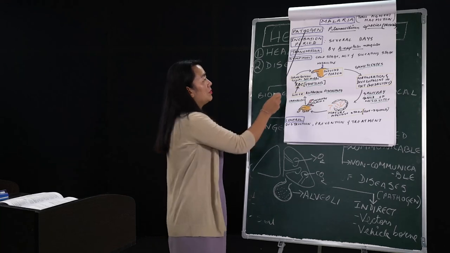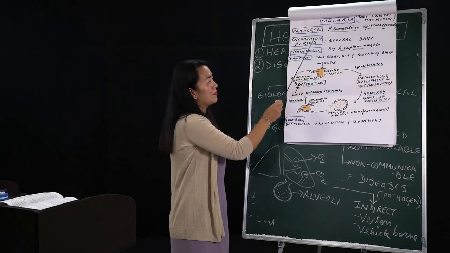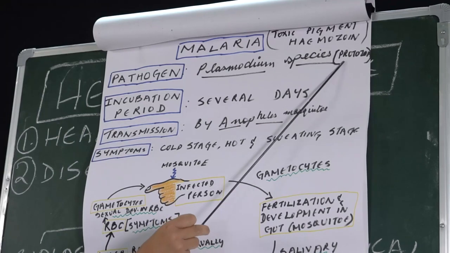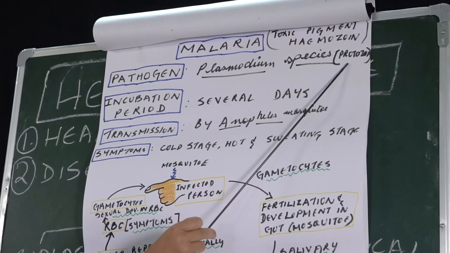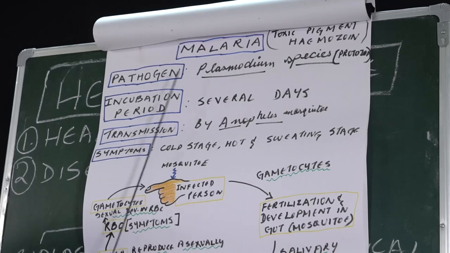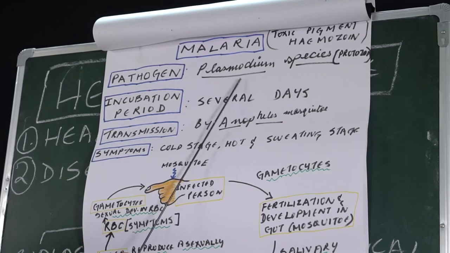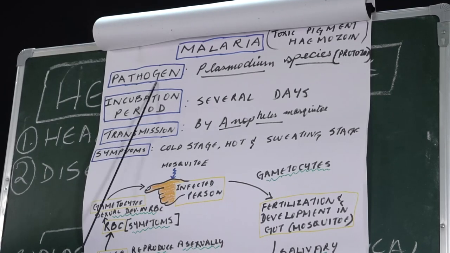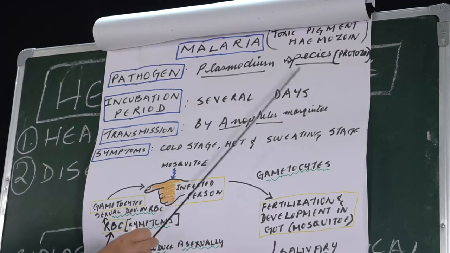So what are the pathogens that cause malaria? It is a protozoa, okay? Protozoa comes basically under kingdom Protista, okay? So the pathogen Plasmodium species causes malaria. Why do you say Plasmodium species? Because the Plasmodium are again of three or four types, which will cause different types of diseases. So their pathogen comes under Plasmodium species.